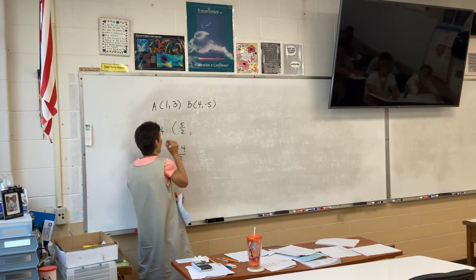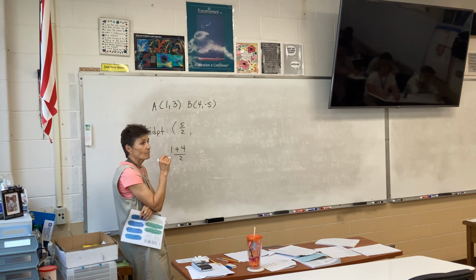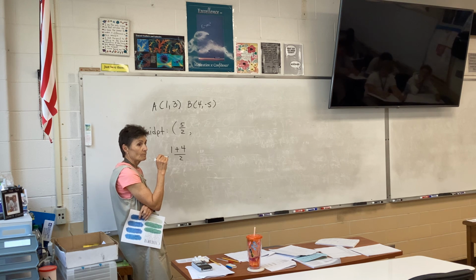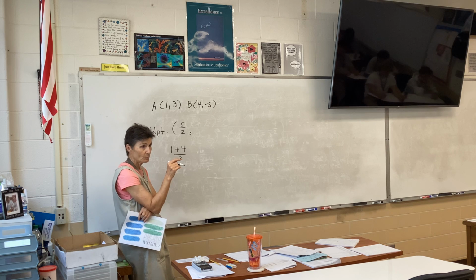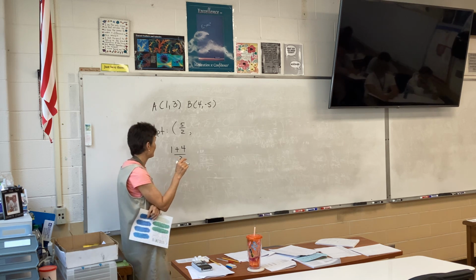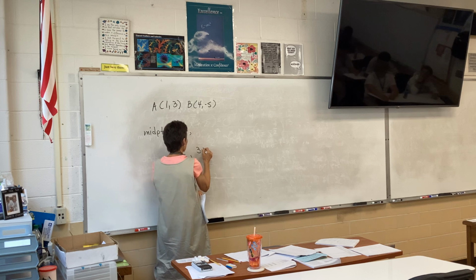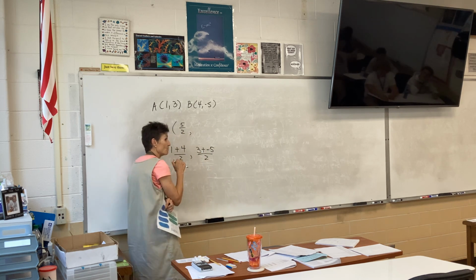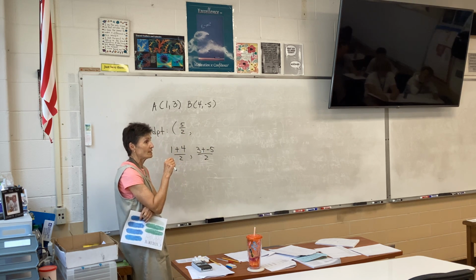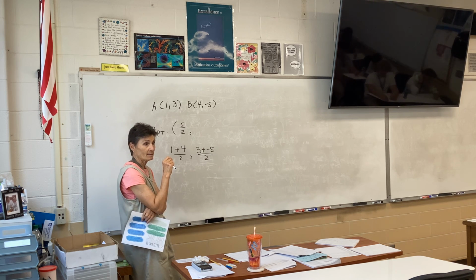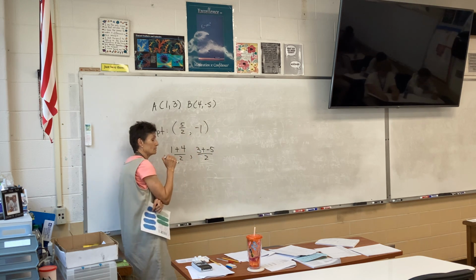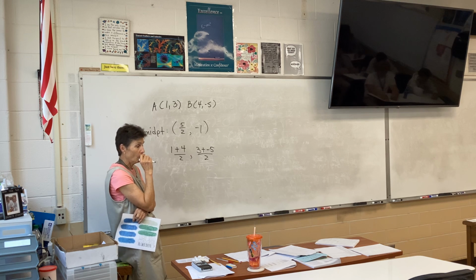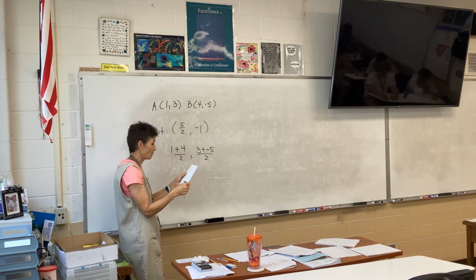All right, what about my y? What's my y going to be? Well, when I add them, I get negative 2, but don't forget, Scout, you also have to divide by 2. You add and divide by 2. So it's 3 plus negative 5 divided by 2. So 3 plus negative 5 is negative 2, and then divided by 2 makes negative 1. Done with question number 1.